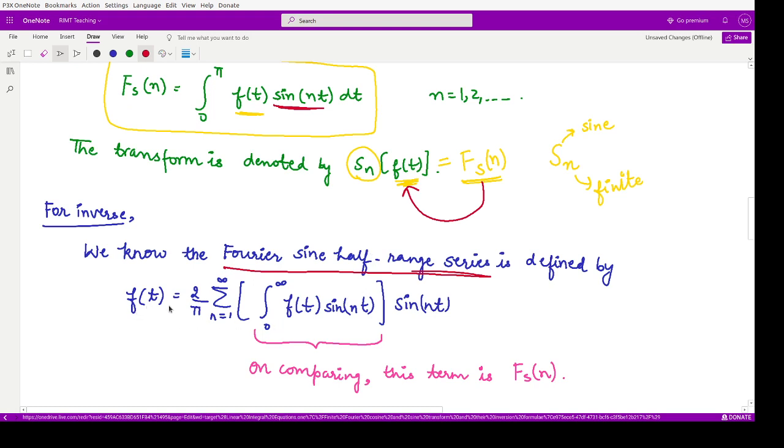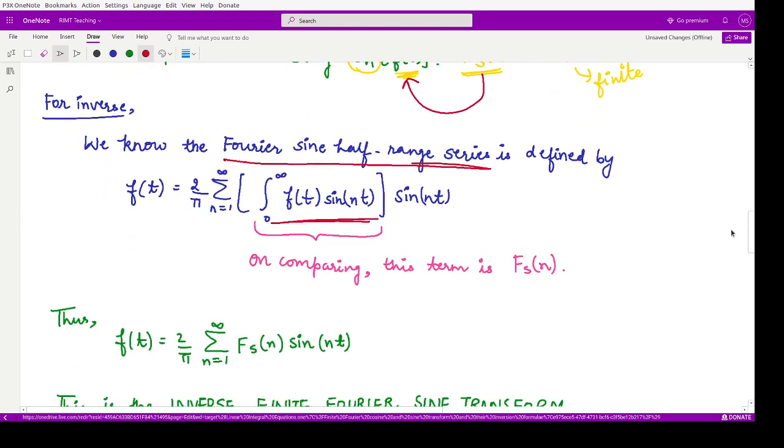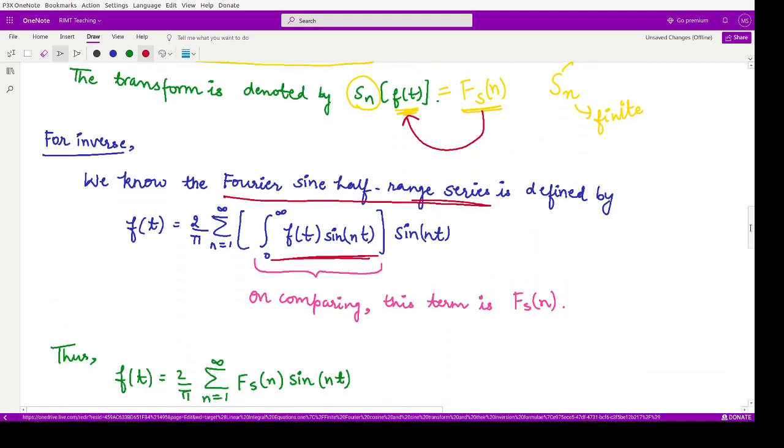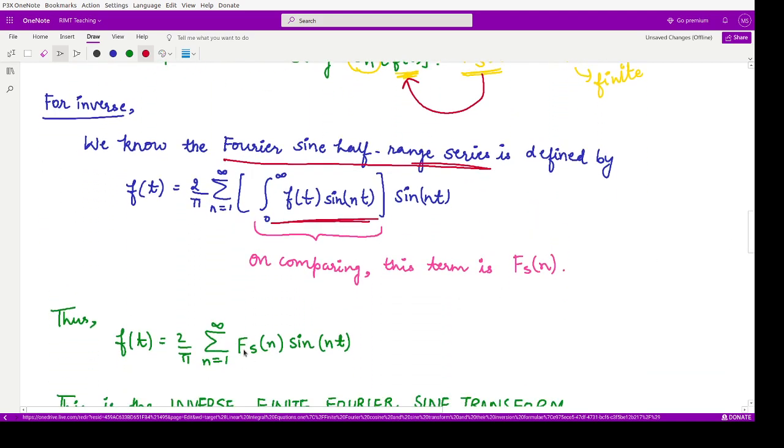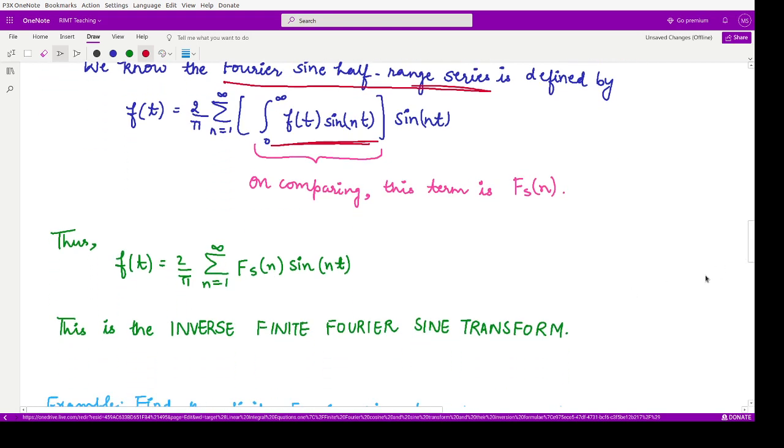It is given by f of t equals 2 by pi, summation n varies from 1 to infinity, integration from 0 to infinity, f of t sine nt. Now when you compare this expression with this one, you will see the value of this term is nothing but Fs of n. So our series finally becomes f of t equals 2 by pi, summation n varies from 1 to infinity, Fs of n sine nt. This is the inverse finite Fourier sine transform that you obtain.